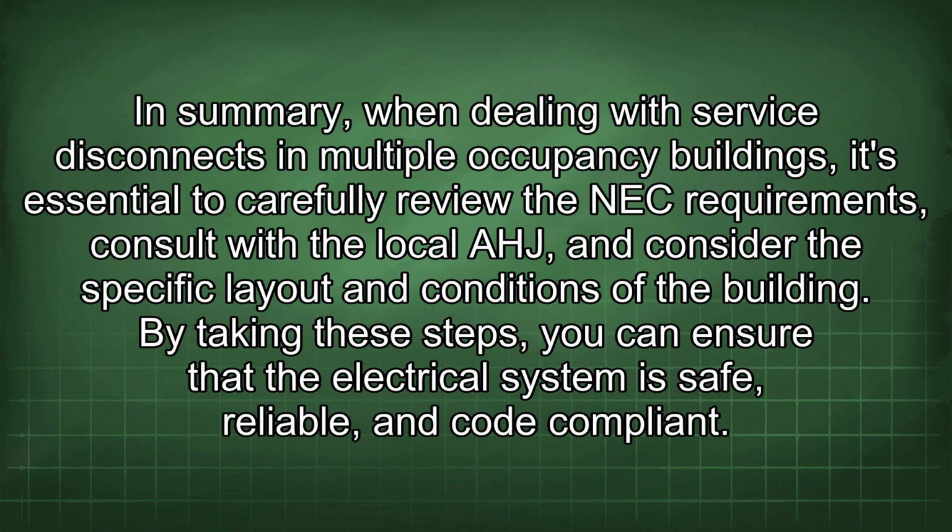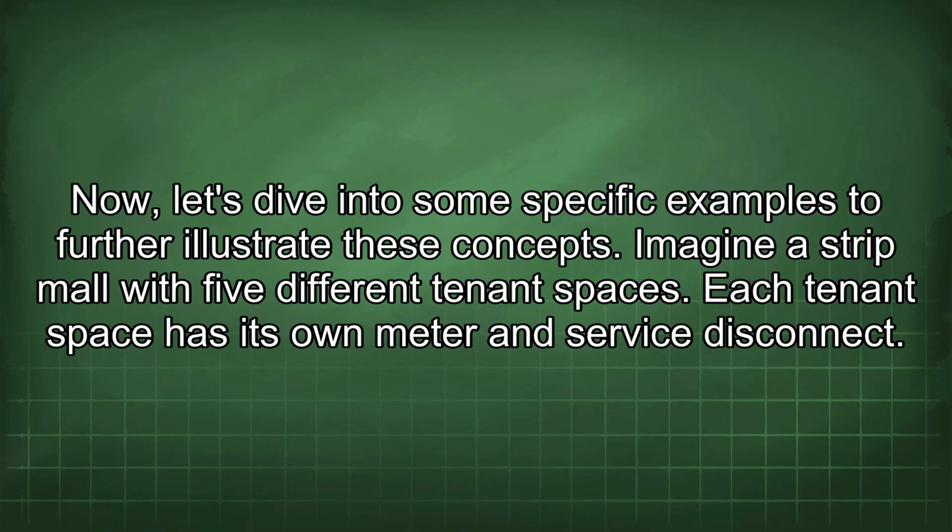In summary, when dealing with service disconnects in multiple occupancy buildings, it's essential to carefully review the NEC requirements, consult with the local AHJ, and consider the specific layout and conditions of the building. By taking these steps, you can ensure that the electrical system is safe, reliable, and code compliant. Now, let's dive into some specific examples to further illustrate these concepts.